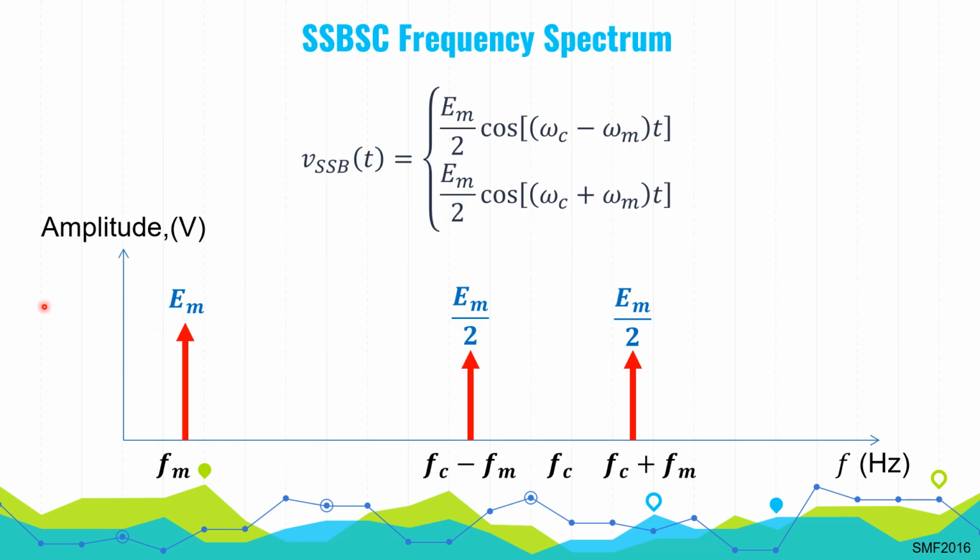The SSBSC signal can be expressed as V sub SSB of t is equal to E sub m divided by 2 cosine of omega sub c minus omega sub m times t, or E sub m divided by 2 cosine of omega sub c plus omega sub m times t. In the frequency domain, the SSBSC signal has two possible peaks, one at f sub c minus f sub m for the lower sideband LSB, and one at f sub c plus f sub m for the upper sideband USB. The amplitude of each sideband is E sub m divided by 2, and the carrier frequency f sub c is suppressed. This means the SSBSC signal occupies only half the bandwidth of a DSBSC signal.